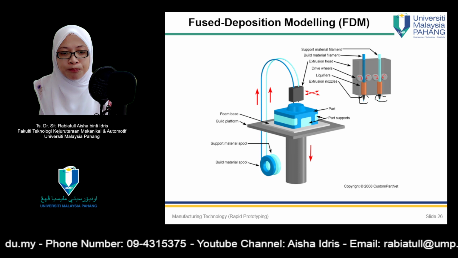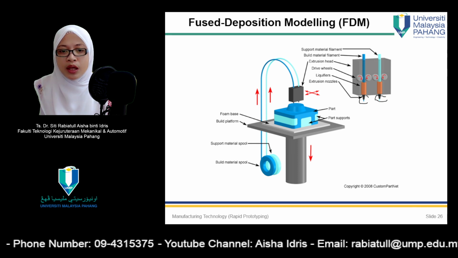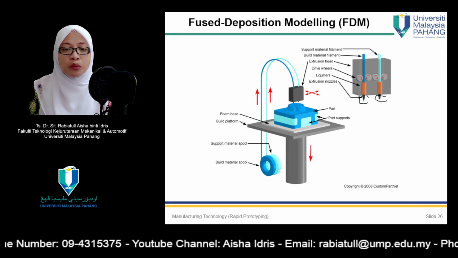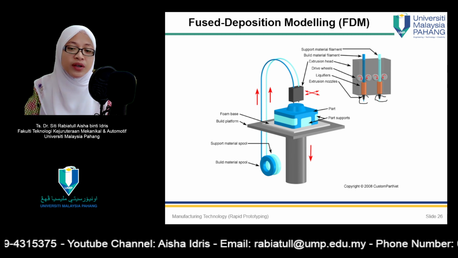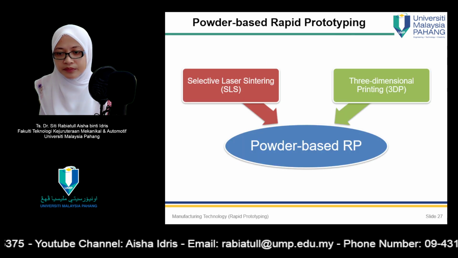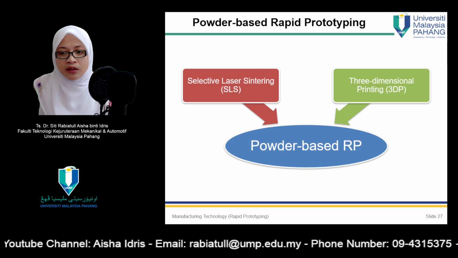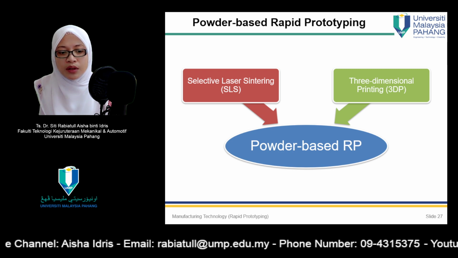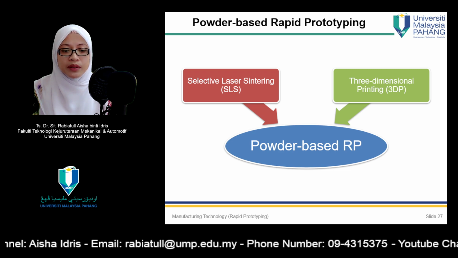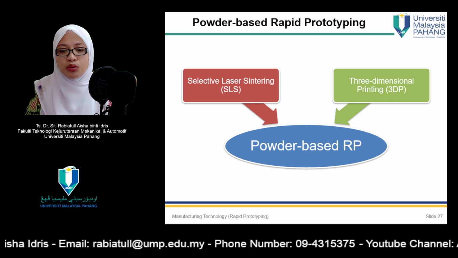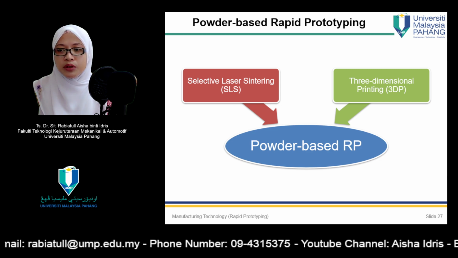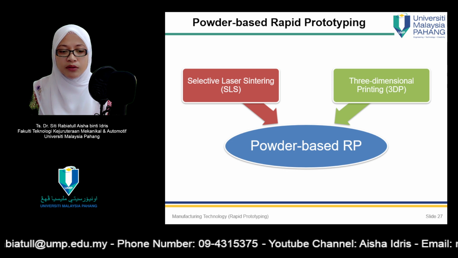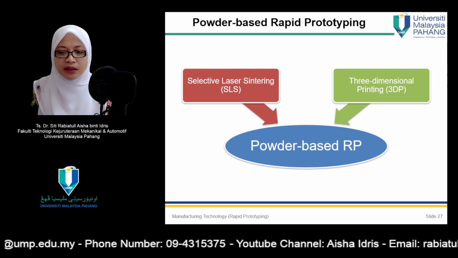And so the illustration for the FDM process can be seen in this figure here. So now let's look at the common features of RP technologies, which include number one, selective laser sintering, and number two, 3D printing, three-dimensional printing.